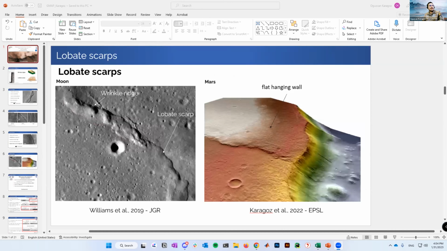Let's look here at a very simple example, which I really like. We have a wrinkle ridge and a lobate scarp transition. For the wrinkle ridge, we can see the boundary of the ridges, which I noted with the red line so you can follow it. And the lobate scarp is basically like a table mountain with a flattened hanging wall appearance. They can be seen on the Moon and also on Mars, as I said.